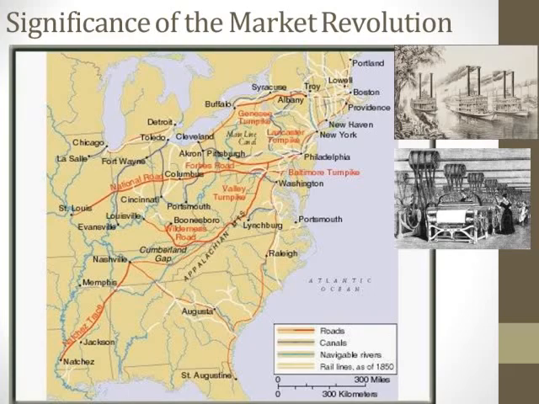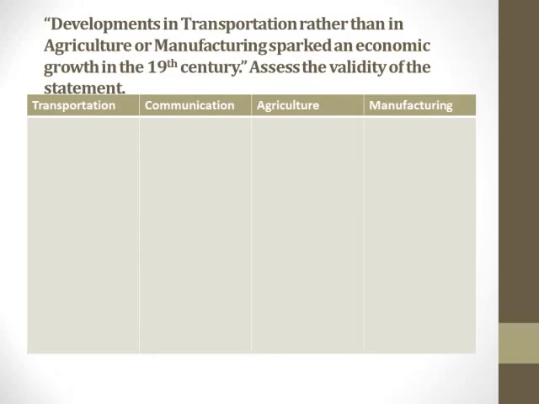Significance of the market revolution: integrated national market, regional specialization, division of labor, class distinctions, guys. Change from home life to factory life, growth of cities, immigration, American system, strong economy. Good with that. Would that also make the government more democratic? Definitely.